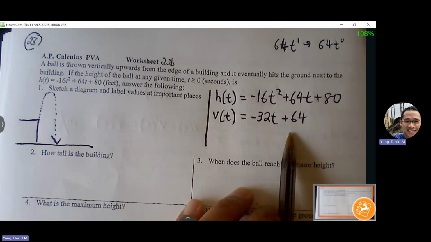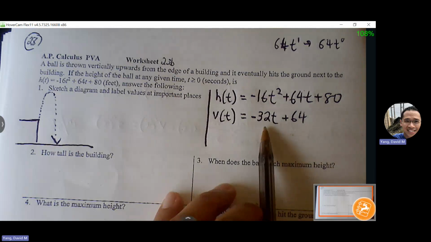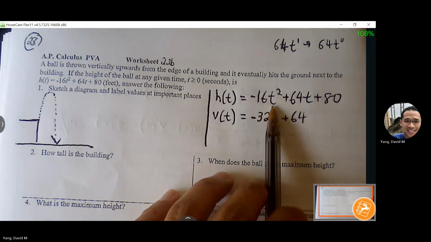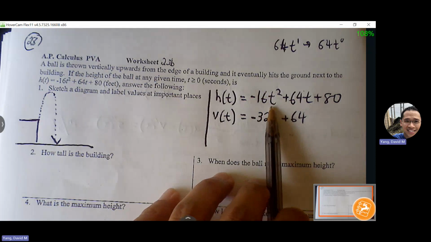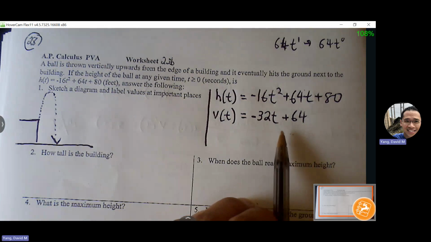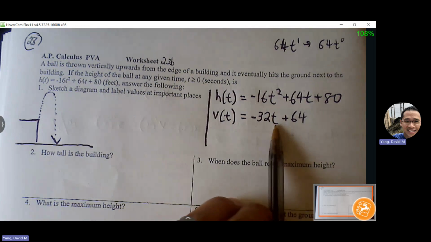For the 32t, are we allowed to use a capital T so we don't get confused with the plus sign? You can, but sometimes in future AP problems, a capital T can represent something else. I wouldn't take any points off if you use capital T, but I would prefer lowercase t.